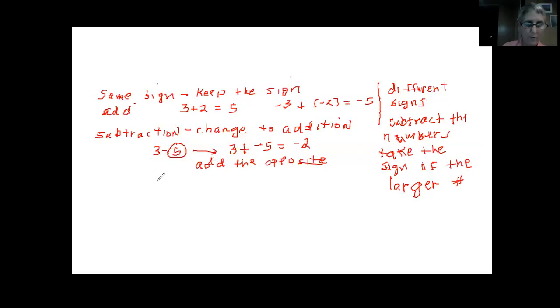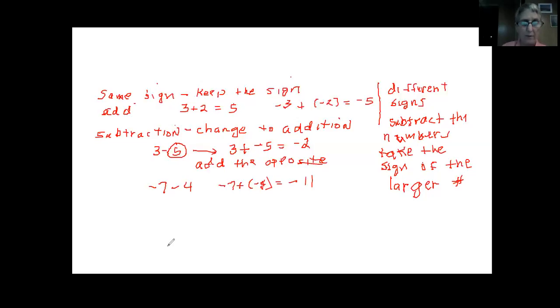Now, what if I have negative 7 minus 4? Again, I change it to addition. And if I use the same method above, the opposite sign of 4 is negative, so I'd have negative 7 plus negative 4. My signs are alike this time, so I add them.